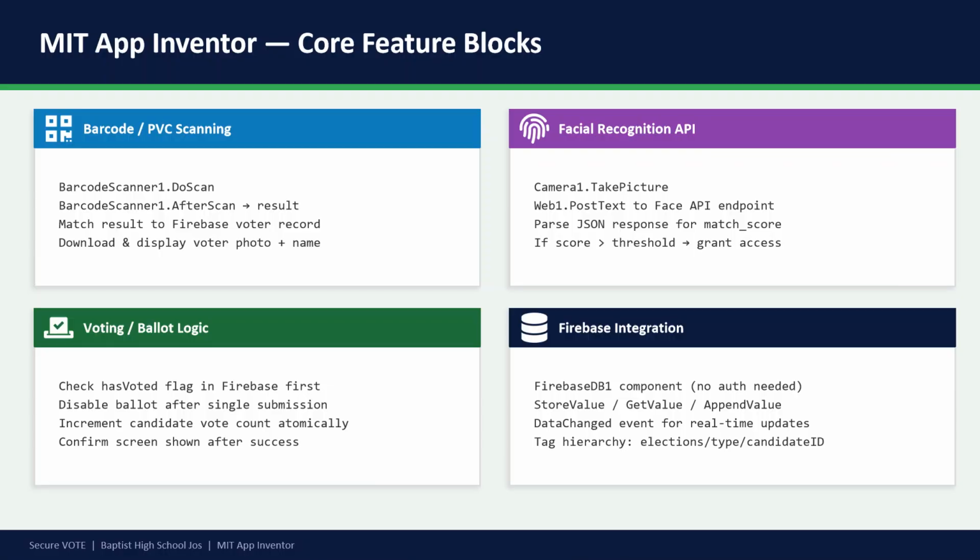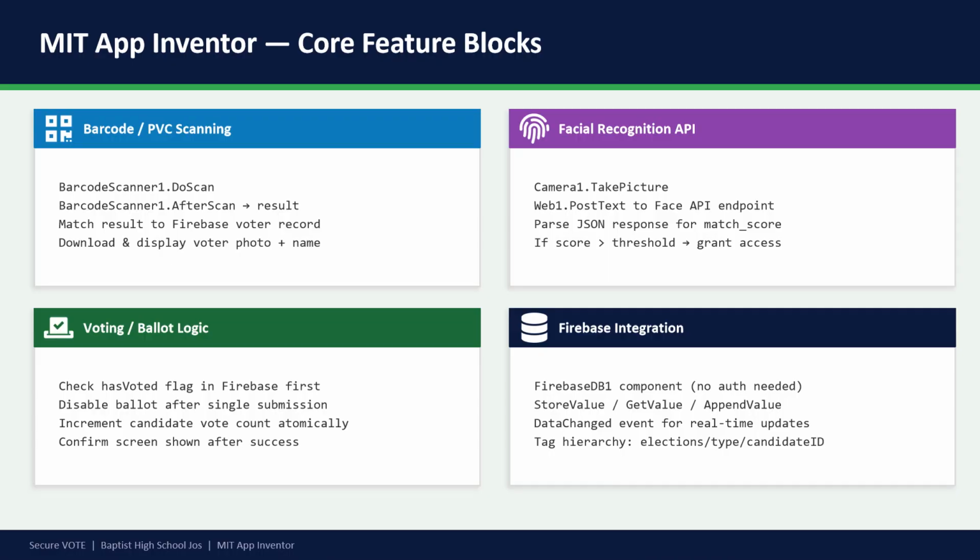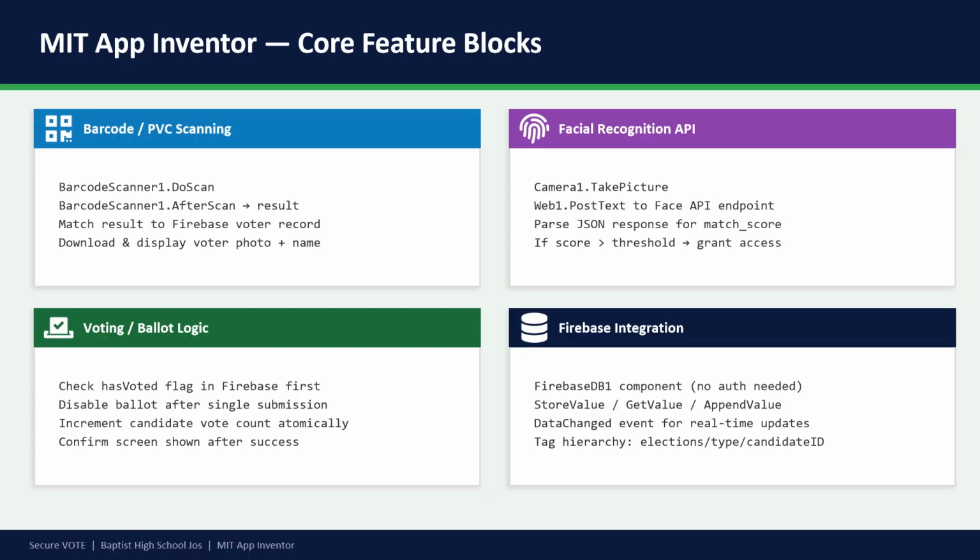This slide shows 4 major features we implemented in App Inventor's block editor. We use the barcode scanner component. When the voter taps Scan PVC, it activates the camera, reads the barcode, and returns the voter ID number. That ID is then used to look up the voter's record in the Firebase. The camera component captures a photo, which is sent via a web component to a face recognition API. The API returns a match score. If it's above our threshold, the voter is granted access.